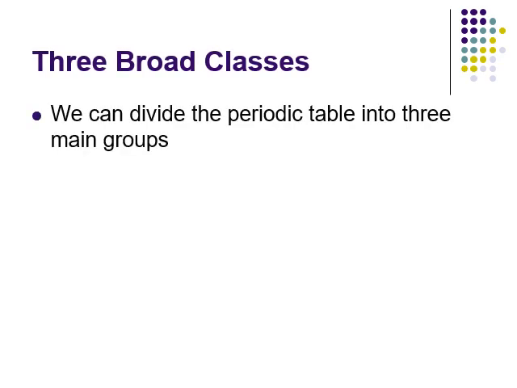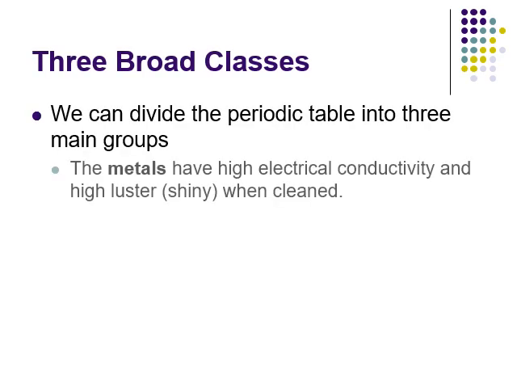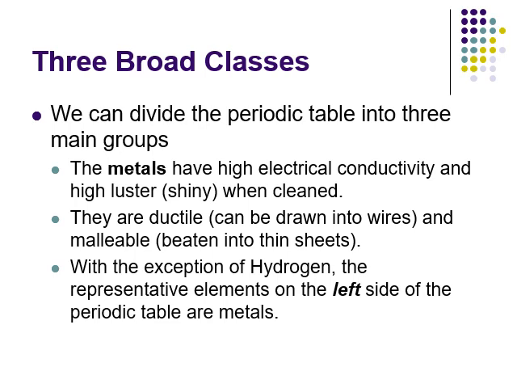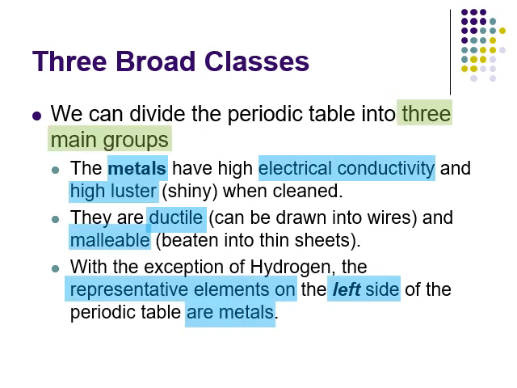There are three broad classes or groups of elements that we can say. So there's metals. Metals are the largest kind of category on the periodic table. Most elements are metals. All metals have high electrical conductivity. They're shiny. They're ductile and malleable, so you can bend them without them shattering. And with the exception of hydrogen, every element on the left side of the periodic table is a metal. Even the transition metals, hence metals.